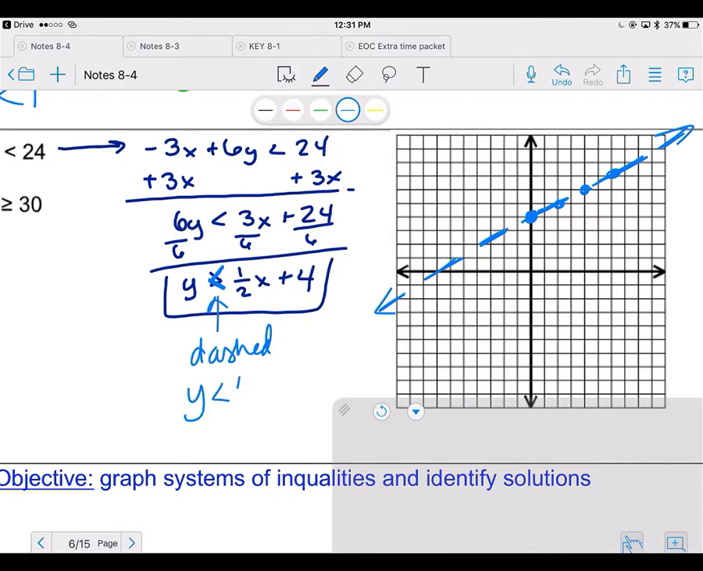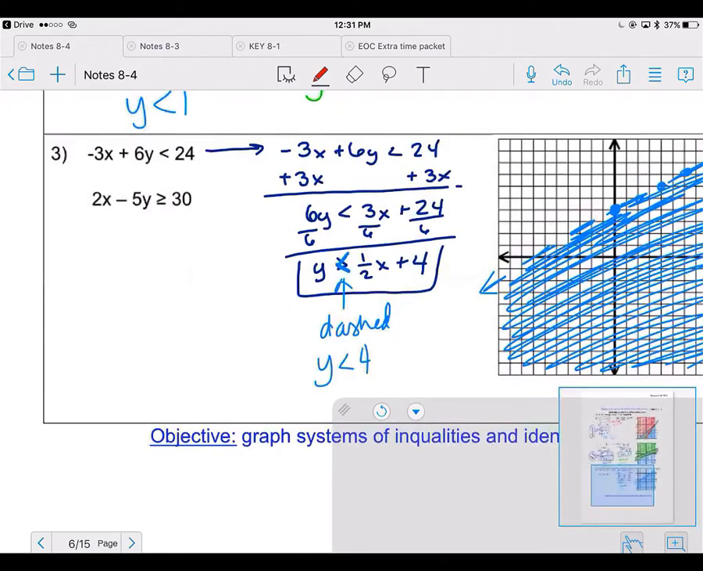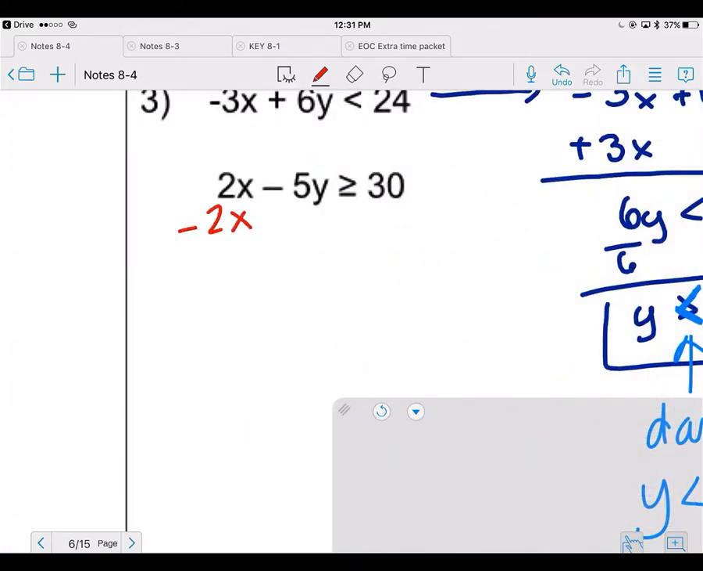And y is less than 4. Less than 4 means lower than 4. Lower than 4 would be 3, 2, 1, 0. So you can use tens and negative tens. You could also use 0 and just always use 0 as is 0 bigger or smaller. For the second equation, we're going to have to solve, so we move the 2x to the other side.